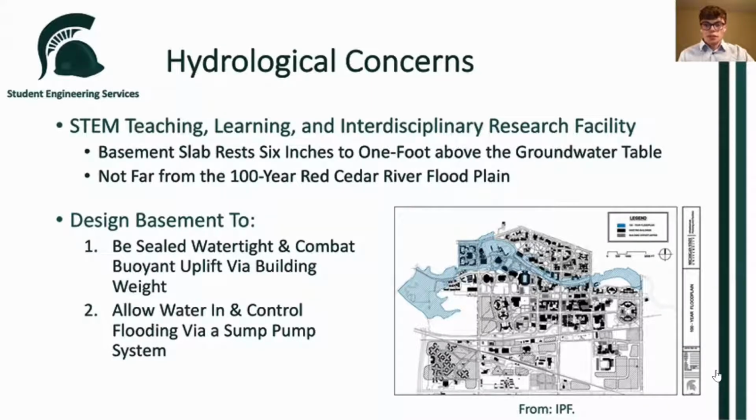water event. The first option was to seal the basement watertight and combat the buoyant uplift by ensuring that the 62.4 pound per cubic foot uplift force does not exceed the building's self-load. The second and selected alternative is to utilize a sump pump system to remove water from the base of the foundation walls. If the pump fails during a high water event, however, the basement and everything in it is likely to flood. Now, while this is certainly not ideal, it is the safer of the 2 options, and it is the route that Student Engineering Services recommends.